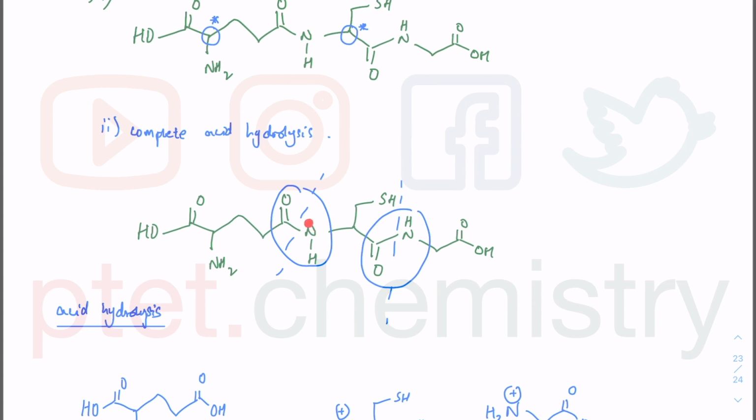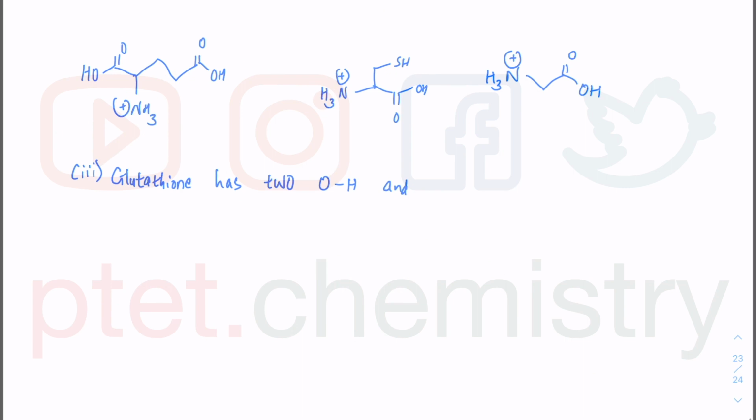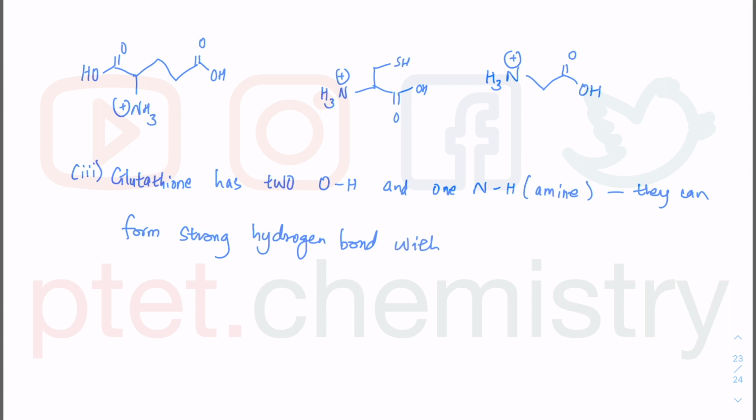This nitrogen, the lone pair is actually delocalized through the pi system, so it's not exactly available. So this NH2 definitely can form hydrogen bonds as well. And one NH of the amine side chain, they can form strong hydrogen bonds with water molecules. If they can form strong hydrogen bonds with water molecules, it makes them soluble in water. Therefore, make them soluble. Can't even write that properly. Make them soluble in water.